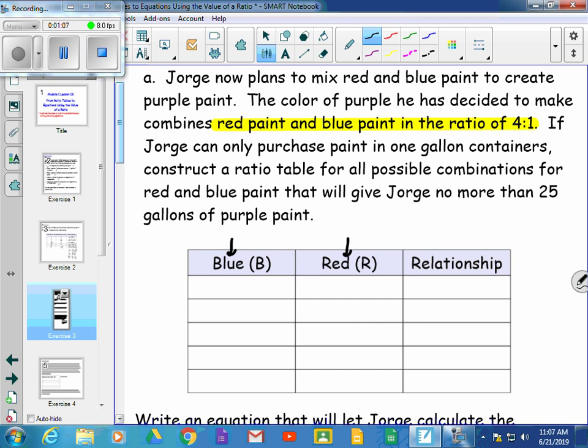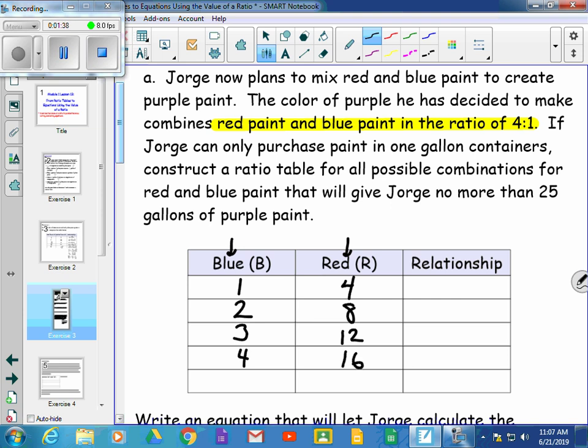So if I want to know how much blue and red he can use, I can first say, well, what if he has 1 blue? He needs to mix 4 red with it. If he has 2 blue, he's going to have to mix 8 red with it. That gives him the same color of purple, just more of it. 3 blue, he's going to have to mix 12 red. 4 blue, he's going to have to mix 16 red.